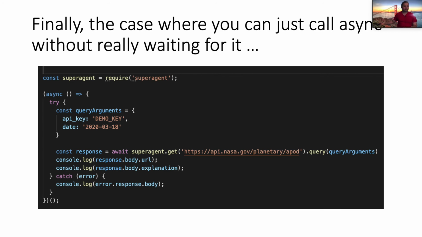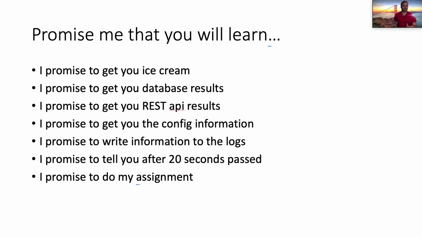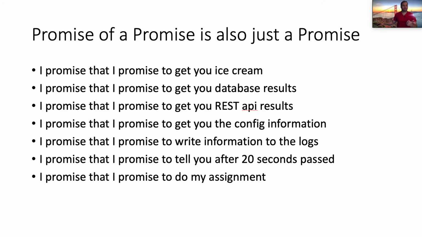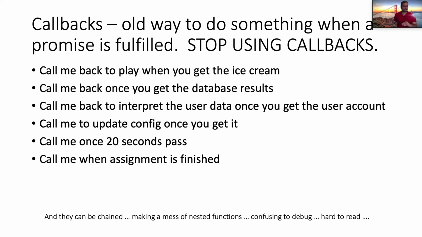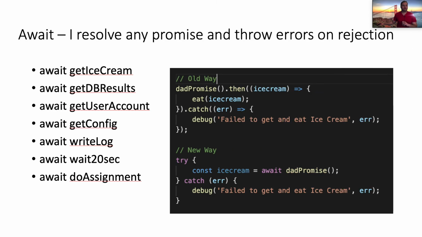And so that's all for my quick little presentation on async await. We've gone over promises, callbacks, async, await, waterfalls, racing, parallel. We've gone over library functions and also how to use the async function at the outer level without an await. Now you should understand what promises are. You should understand callbacks should be stopped as much as possible. And you should understand that asyncs always return a promise. Awaits always resolve the promises and throw errors on rejection, and that's what you have to catch in try-catch blocks.